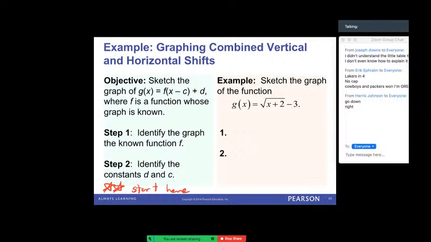Start here Tuesday, September 22nd. All right, and let's go like this.